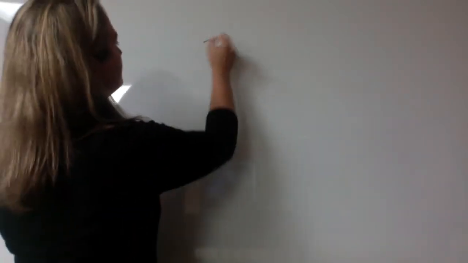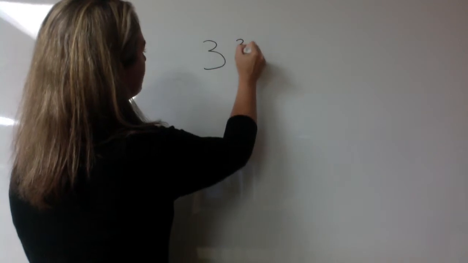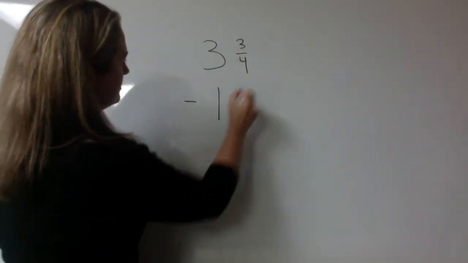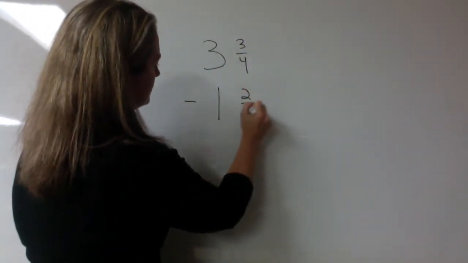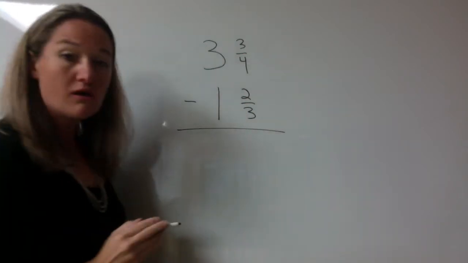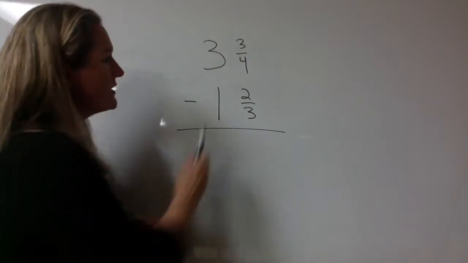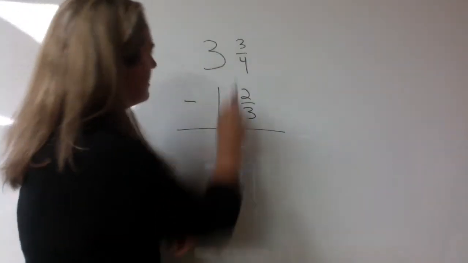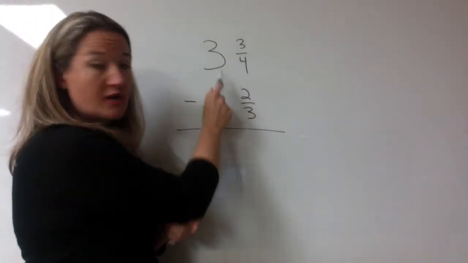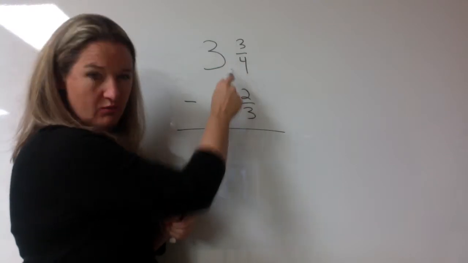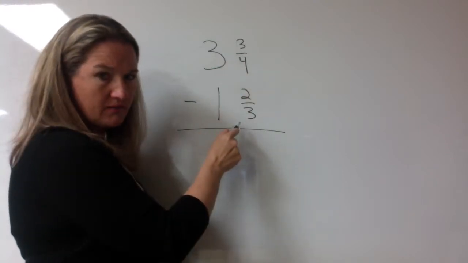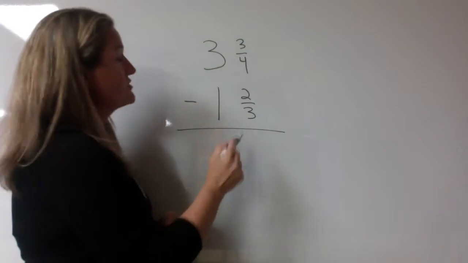So let's do 3 3/4 minus 1 2/3. All right, I've written my problem vertically. So we go ahead and look at the fractions first. We want to subtract 2/3 from 3/4. Can we do that right now without doing anything? No, we have to get this common denominator.